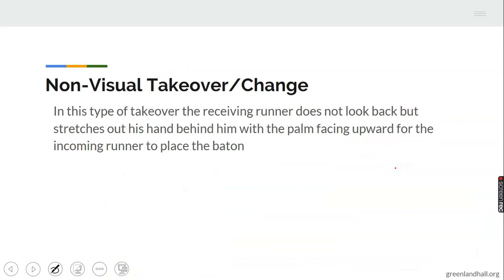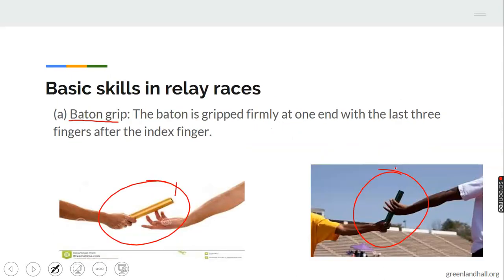Okay, that's another one we need to learn. Now the non-visual takeoff change, or changeover. In this type of takeoff, the receiver does not look back, but stretches out his hand behind him with the palm facing upward, for the incoming runner to place the baton. Now we have that here. This is it. He is not looking back. He's just stretching out his hand.